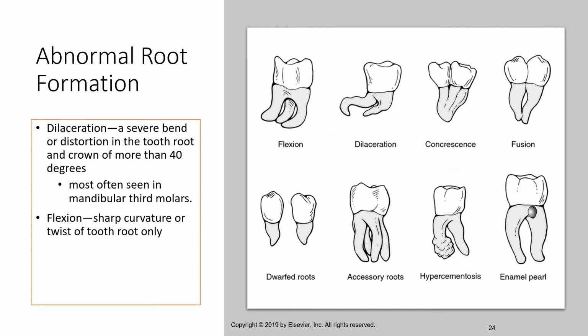All right, dilaceration of root formation is a severe bend. We talked about that earlier, or distortion of tooth, root, and crown of more than 40 degrees, most often seen in mandibular third molars. And then we have flexion, which is the sharp curve or twist of a tooth root only. Okay, so there you have all of the different ones, most of them what we've talked about. And so that's kind of a nice picture to maybe pause and go over what you know about each one of those. Okay? All right, if you have any questions, please let me know.